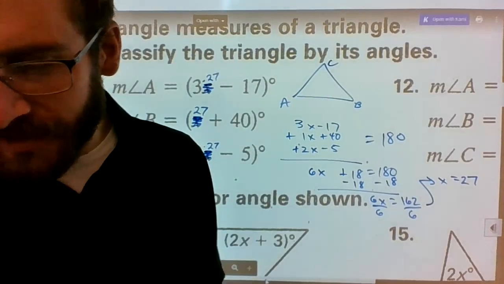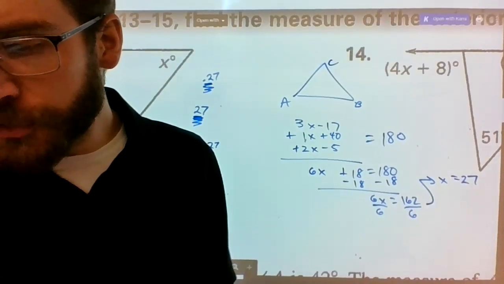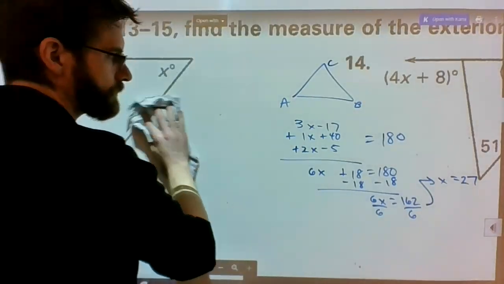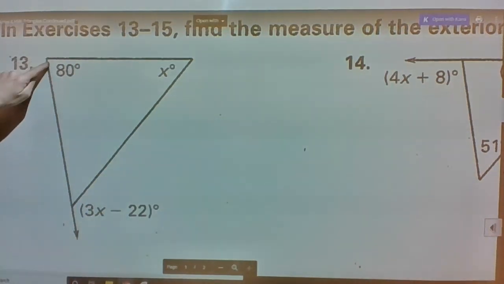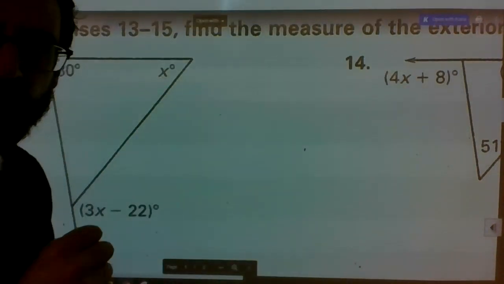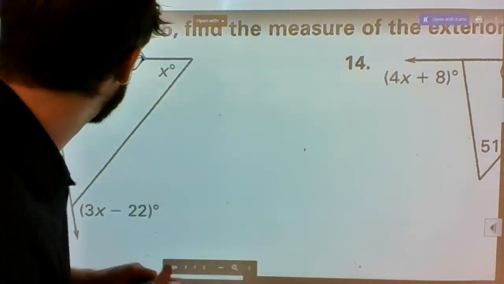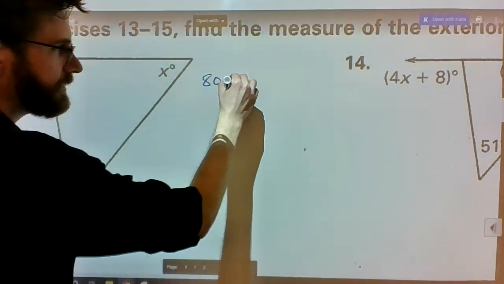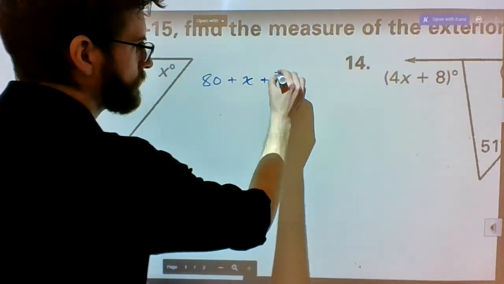All right, and then the last one, I don't have a lot of time to explain all the ins and outs of what's going on with these problems, but here's the quick and easy explanation. On number 13, if you ever get a triangle in which one of its sides extends as a ray, like this, you are creating 2 separate 180-degree measures here. All 3 angles here have to add up to 180. So 80 plus x plus we don't know must equal 180.